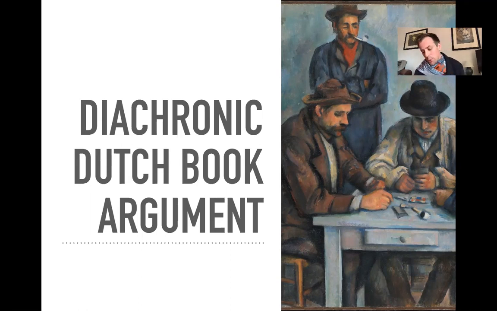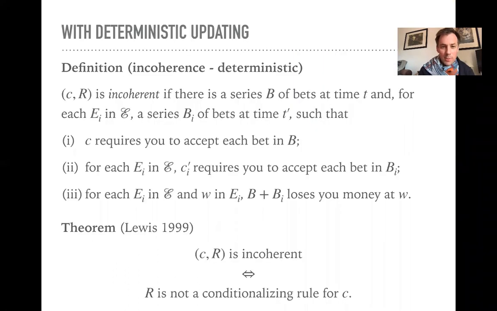The pragmatic argument is the diachronic Dutch book argument, famously given by David Lewis in a handout to a seminar at Princeton in the 70s, I think, published then by Paul Teller, but then Lewis published the handout himself in his collected papers in the late 90s. It's a very elegant argument, but as we'll see, I think it does just assume deterministic updating.